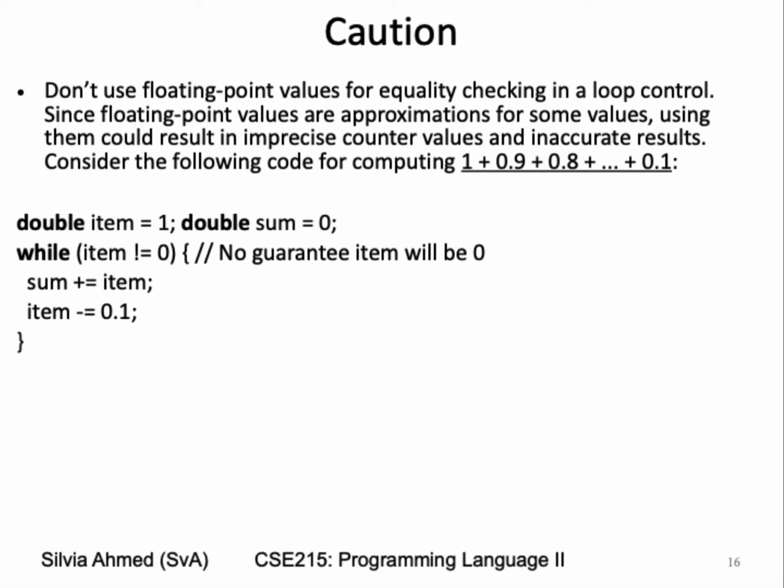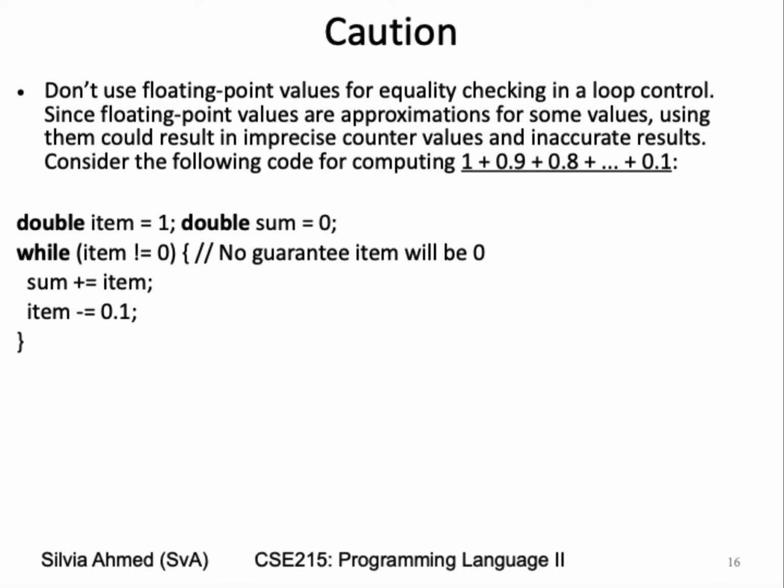So we are accumulating the value of item into sum, and every time we update item by subtracting 0.1 from it. You see it starts from 1, so 1 not equal to 0 is true, so it will enter and add 1 to sum, giving sum the value 1. Then item becomes 1 minus 0.1, or 0.9. Next, 0.9 not equal to 0 is true, so we again accumulate 0.9 into sum, and then item becomes 0.8. In this way, when item is 0.1 and we subtract 0.1, we expect the result to be 0.